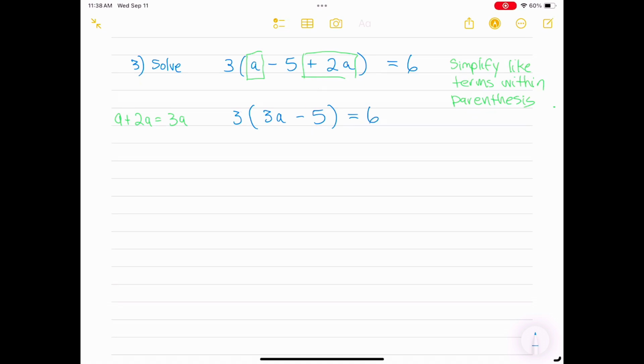Next, we use the distributive property to remove the parentheses, which in this case means we use the number 3 to multiply both terms within the parentheses.